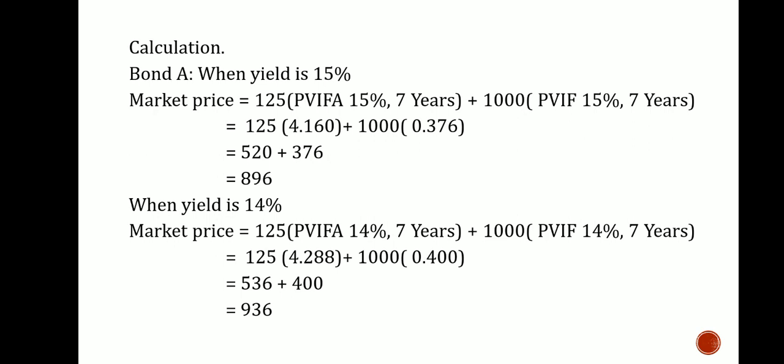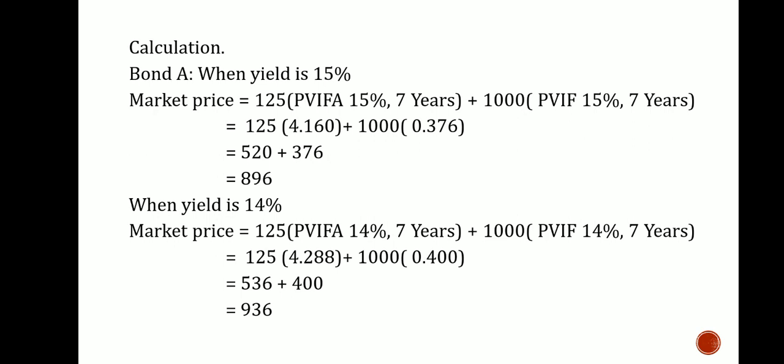Here we use annuity table for the first half of the equation. That is because we receive coupon amount for all the 7 years. We use present value interest factor 1 rupee table for the second half because face value is received only once, that is on the maturity year. Here it is 7th year.